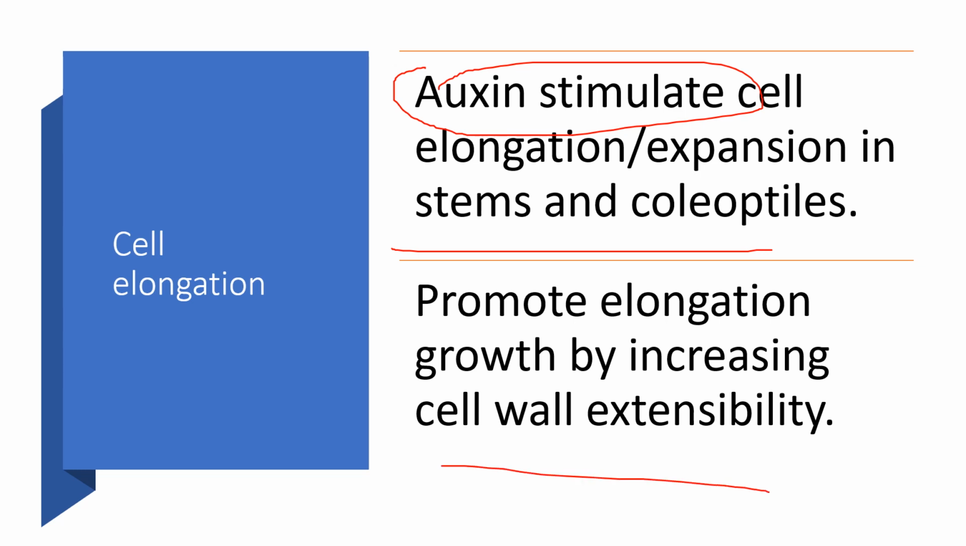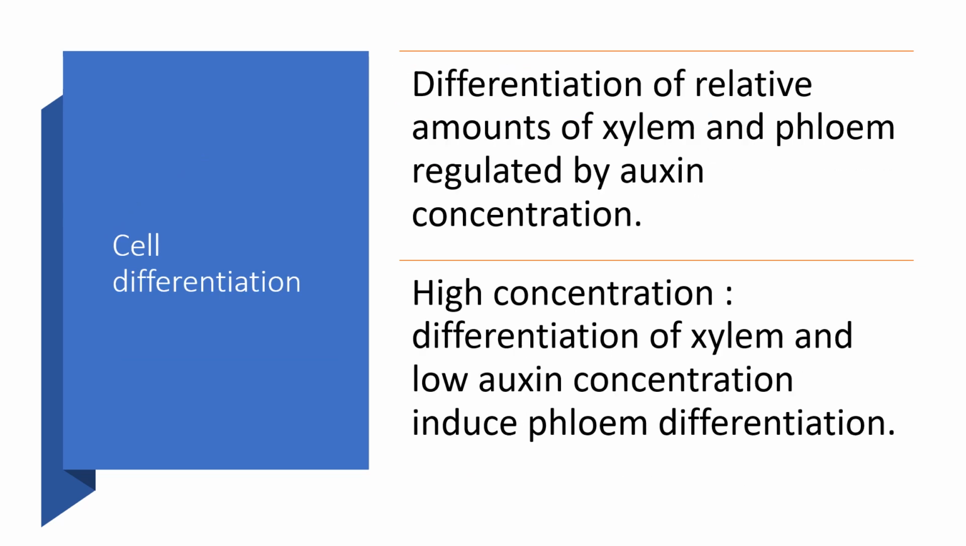Auxin stimulates proton pumping by activating the proton pump H plus ATPase present on the plasma membrane of the plant cell. So this is how the role of cell elongation is played in plants.